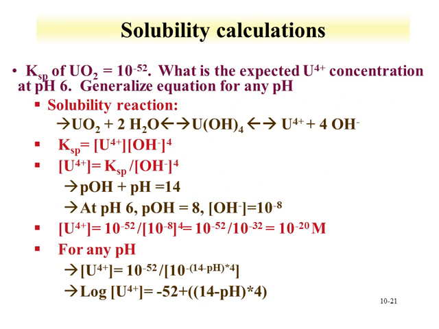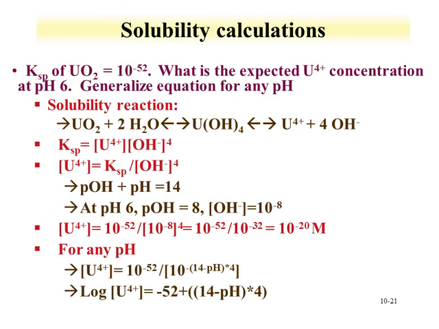We can use this with uranium. Here's a literature value for the KSP for uranium dioxide. The value is 10 to the minus 52. If I use this value, what's the expected uranium-4 plus concentration at pH 6? And then generalize the equation so I can calculate the uranium-4 concentration at any pH. Now, in an actual solution, if the uranium-4 then oxidizes to uranium-6, your total amount of uranium in solution would be much greater than what you calculate from the KSP. But let's use this as an example.